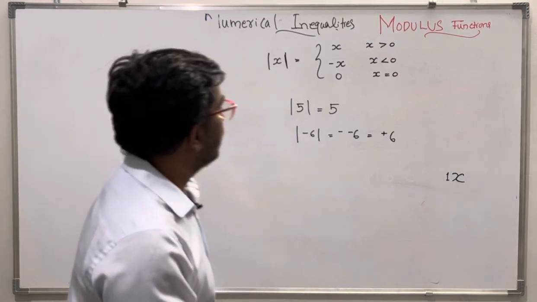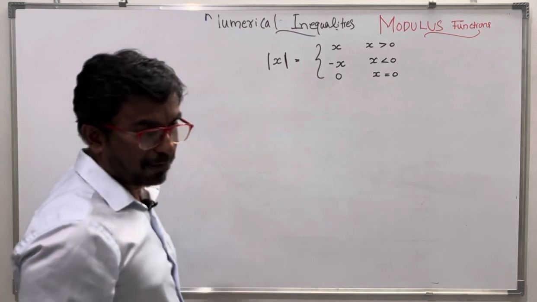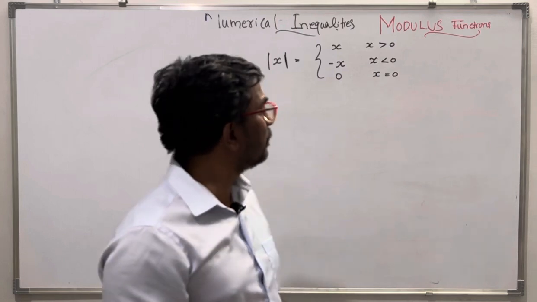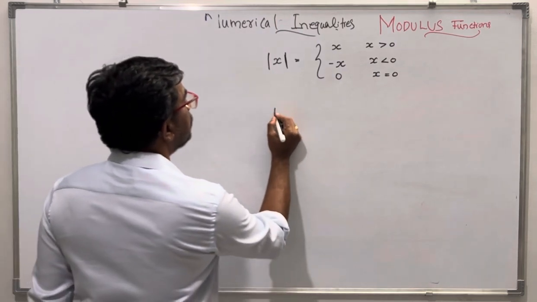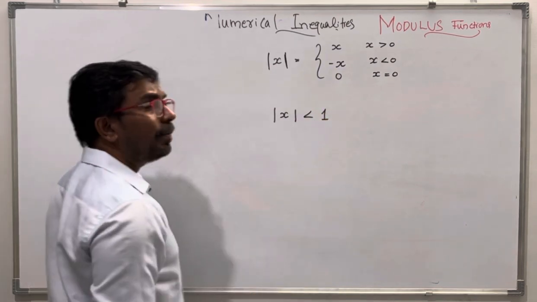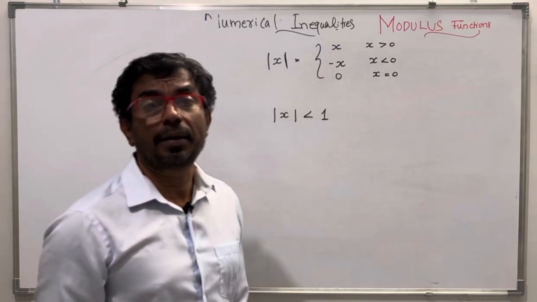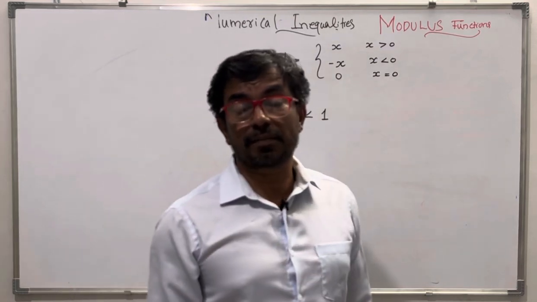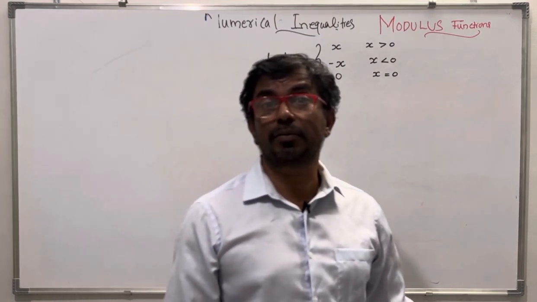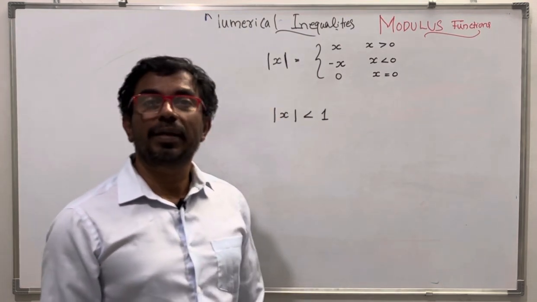Okay, now let us do some important things to deal with the modulus function. So, I write it here like this, mod x less than 1. What do we mean by that, or how do we solve this? If mod x is less than 1, what actually is x? That's the question. Is x 2 or 5 or 1 by 2 or 1 by 3? What number can it be? How do we deal with that?